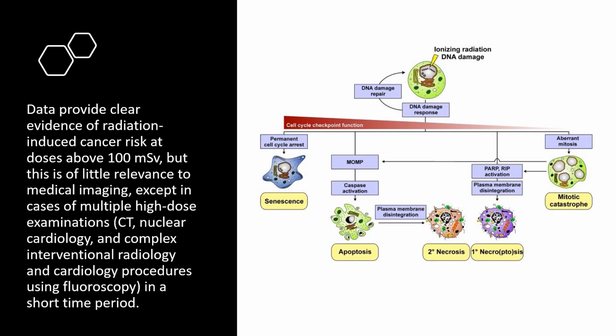Remember, 100 millisieverts is the base or threshold for the probability of a radiation-induced cancer. It does not mean that we will have a radiation-induced cancer, but only the probability. Medical imaging, on the whole, even with multiple high-dose examinations, does not put the patient at risk with doses above 100 millisieverts in an acute dose or even multiple exams of high dose.